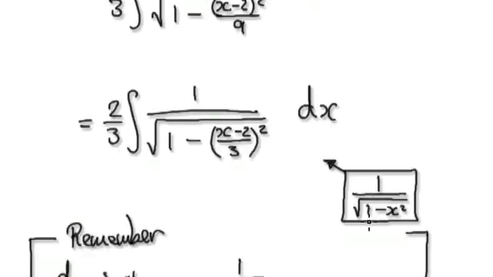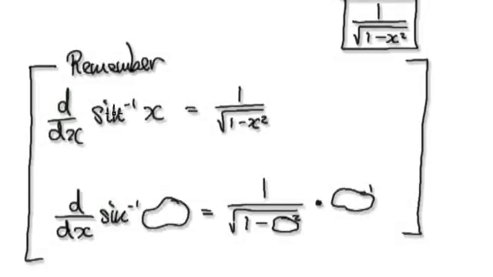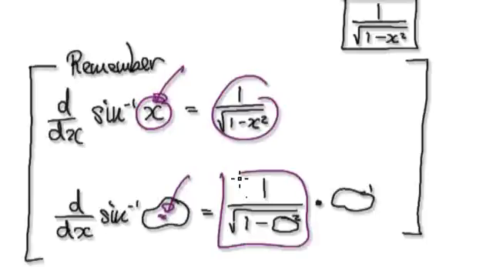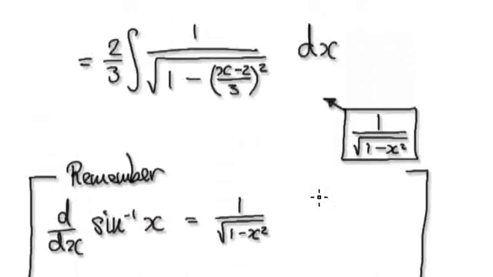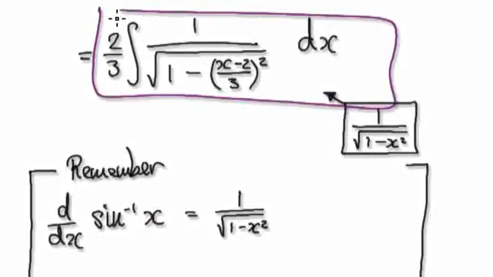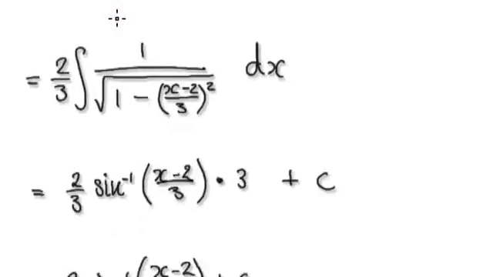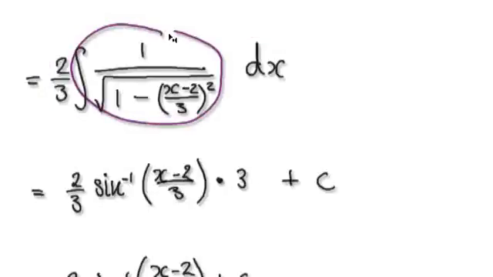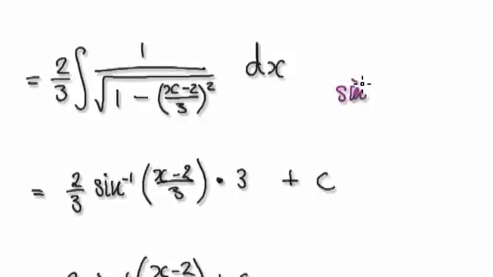So now let me just give you a quick reminder. When you differentiate just a simple x, it will give you this. But when you differentiate something complicated in here, it's got to be this times the derivative of the bubble itself. Bear that in mind. Okay. So we are currently here, which is the same as this. So now when you integrate this, it should give you inverse sine of this bubble here, over 3.